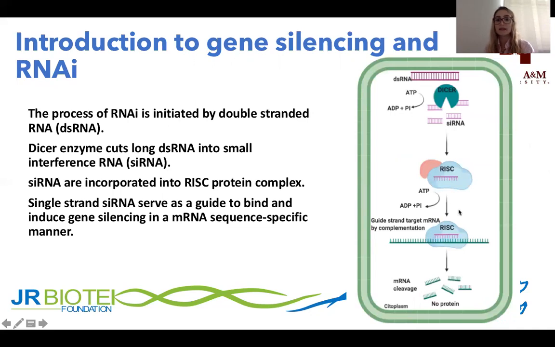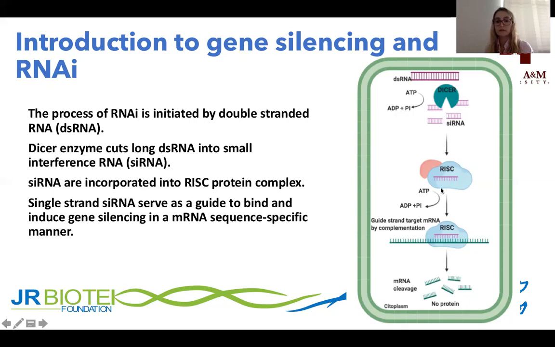This is the intracellular process of RNAi. RNAi is always initiated by a double-strand RNA molecule that is going to be recognized by an enzyme called Dicer. Dicer is activated in the presence of ATP and is going to cleave this long molecule into short interfering RNA double-strand molecules. These double-strand short interfering RNA molecules are going to be incorporated into a protein complex called RISC.